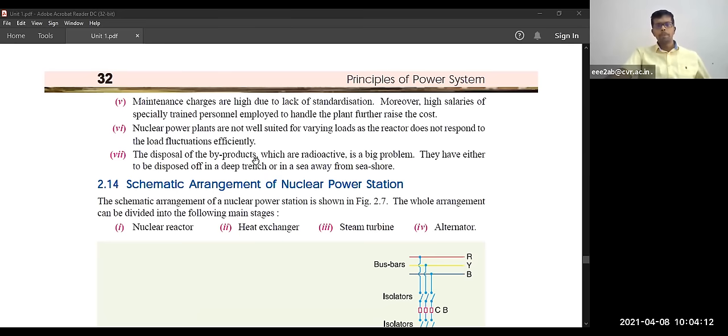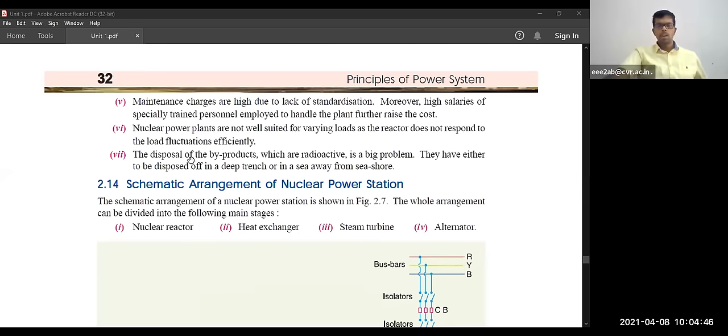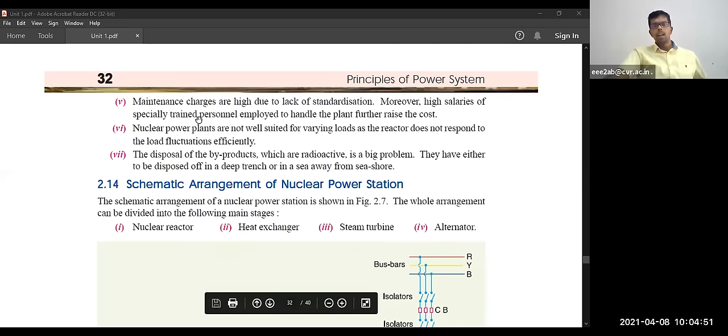Next, the disposal of byproducts. The disposal of byproducts which are radioactive is a big problem. So the byproducts, as I said, the radioactive materials, are a big problem. They have either to be disposed of in a deep trench in the sea away from the seashore. They will go nearly 20 to 30 kilometers inside the deep sea, and there they will go for a deep trench. Then they will dispose of all these nuclear byproducts. So that is also there in this nuclear power plant.